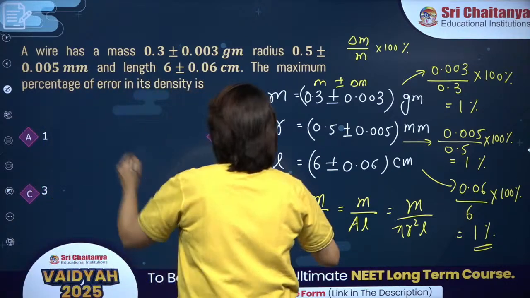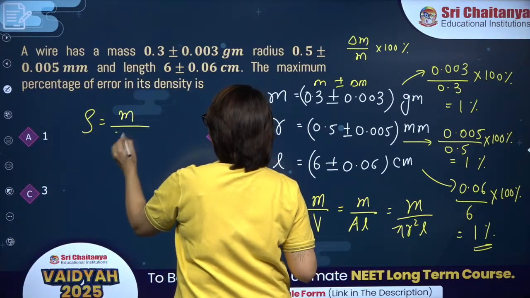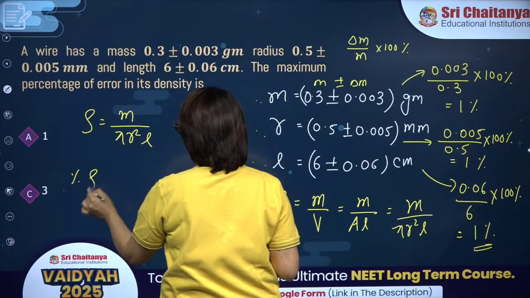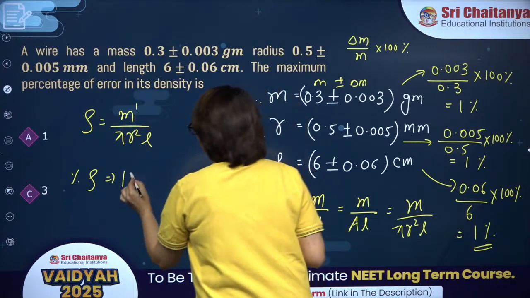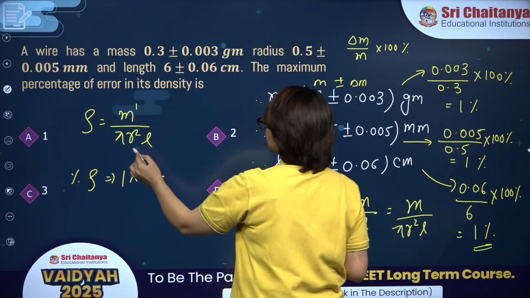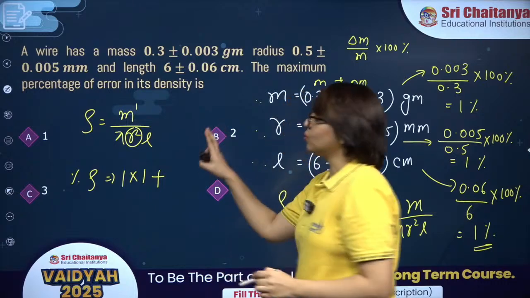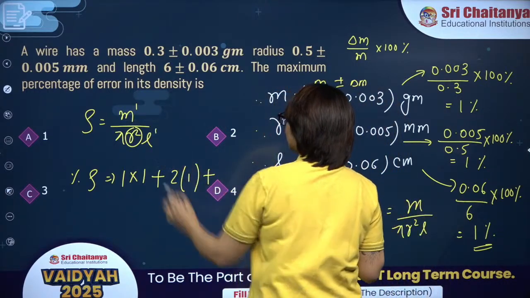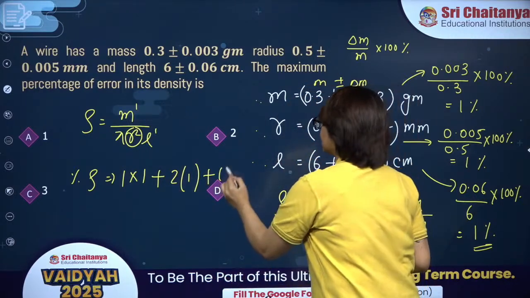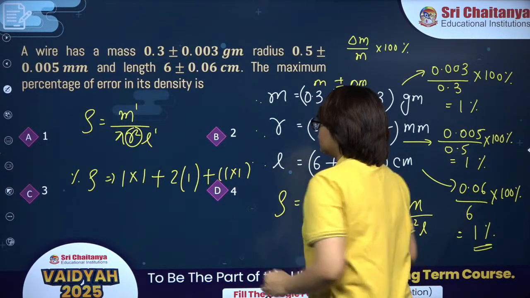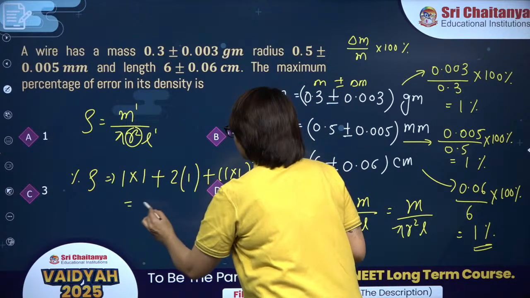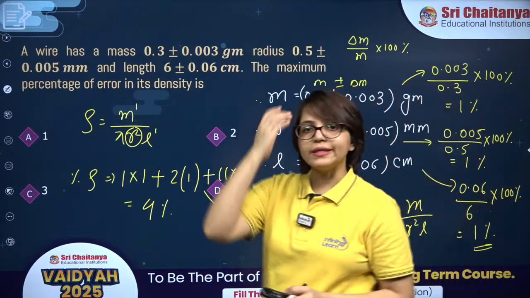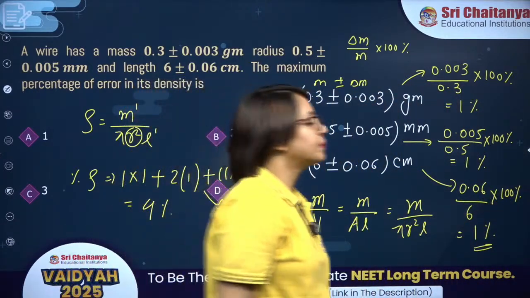Now this is the expression of density, M upon pi R square into L. So percentage error in density is 1 times percentage error in mass plus, it is R square, right? So it is 2 times the percentage error in radius plus L to the power 1, so 1 times the percentage error in length. So it will be 1 plus 2 plus 1, which is 4%. So correct answer is option D. Option D is the correct answer.